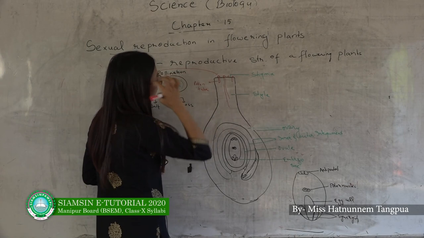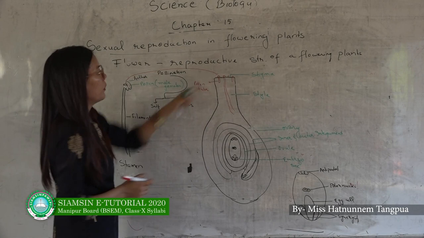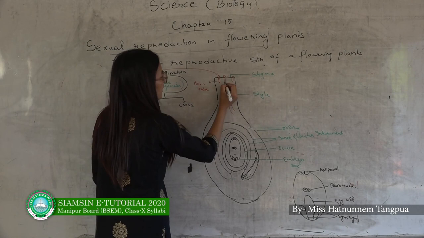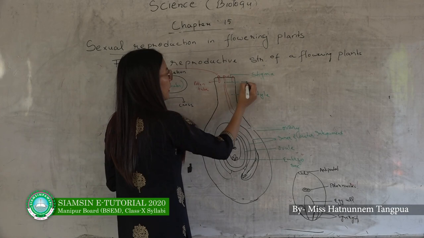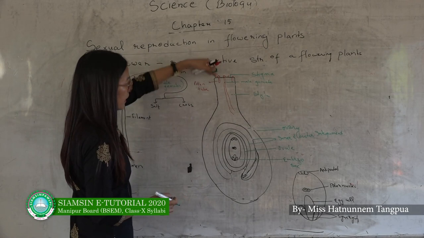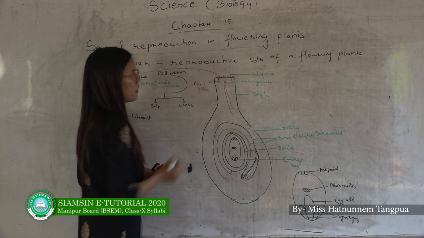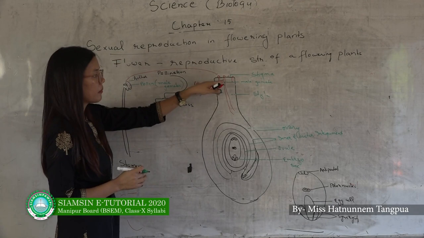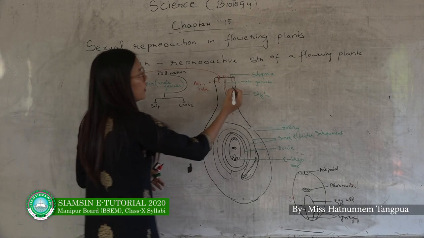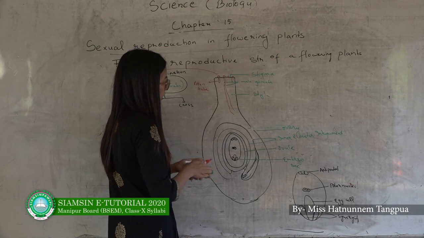When the pollen germinates, it releases male gametes. As it travels down the style, it will divide to form another male gamete. So together, there are two male gametes. The pollen tube will further grow.